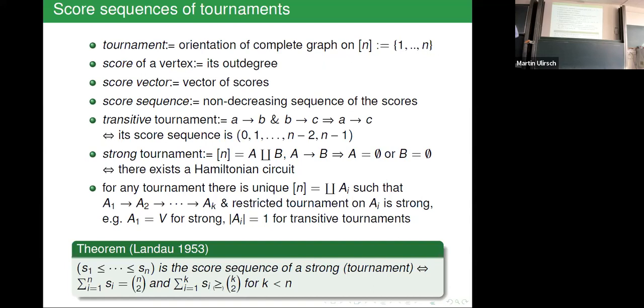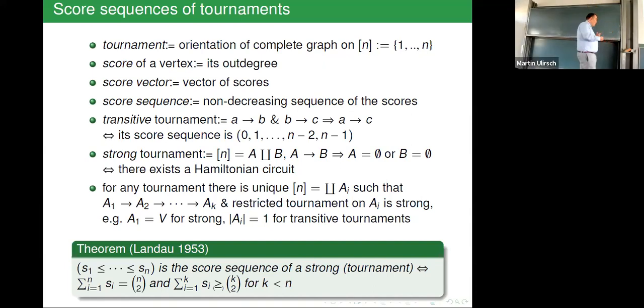So I will now give you how this showed up for us. What was the first link between tournaments and Higgs bundles, as I mentioned on the first slide. This is a joint project with Goethe.